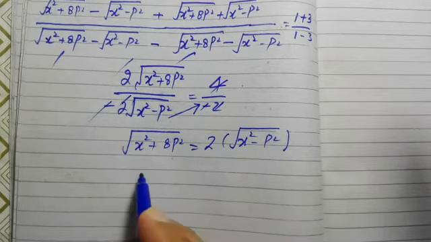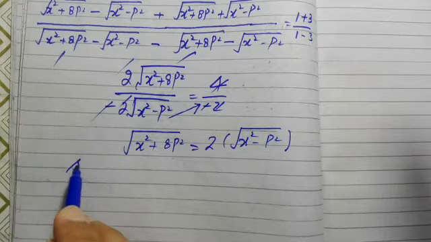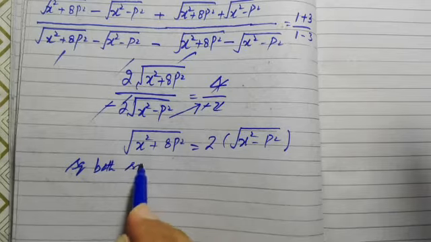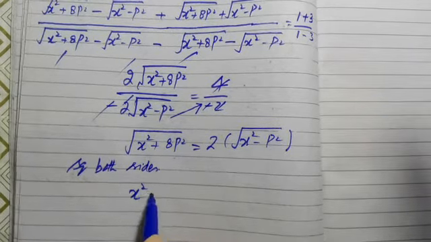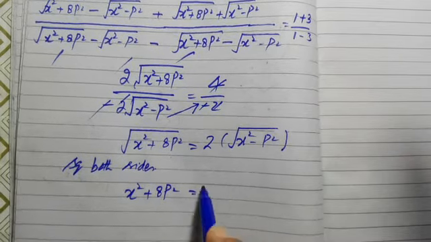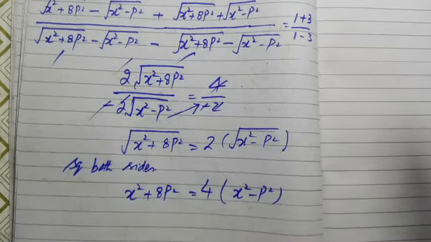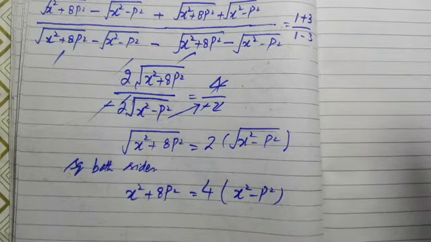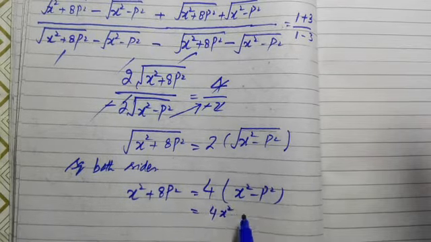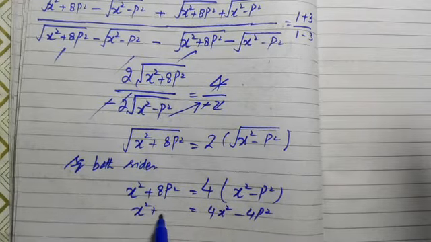Once you have reached up to this step, we wanted to find the value of x. So what we will do is we will square both sides. So by squaring both sides, we will be having x square plus 8p square and 2 square will become 4 times x square minus p square. So what I have done on this step, I have simply taken square on both sides, and once the square has been taken, you will see 4x square minus 4p square and x square plus 8p square is there.